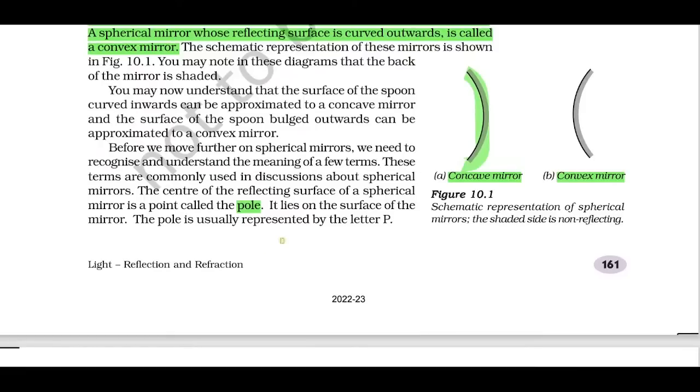What is the pole? The center of the reflecting surface. So don't get confused with the center of curvature. Center of curvature is different. The center of the reflecting surface is called the pole.